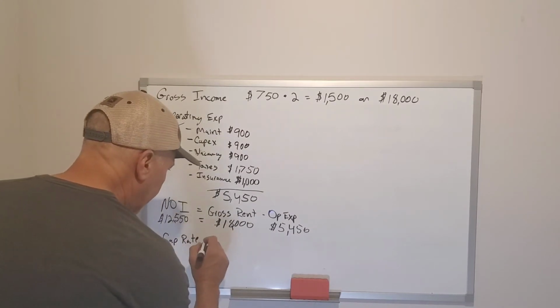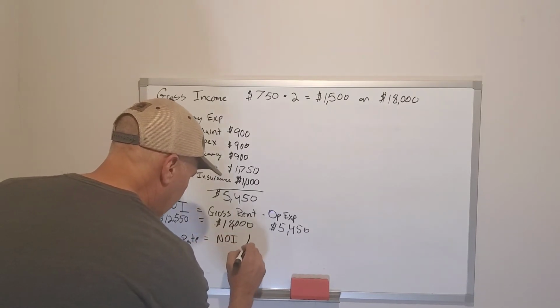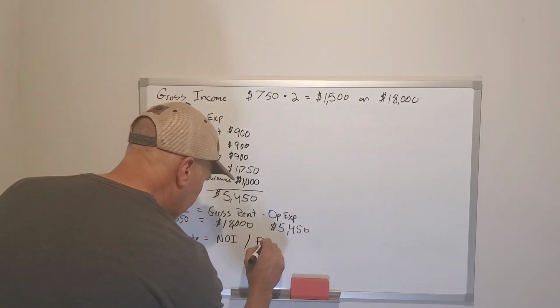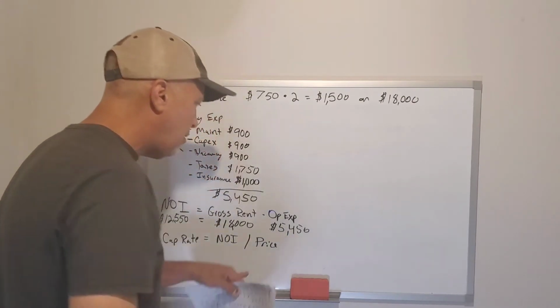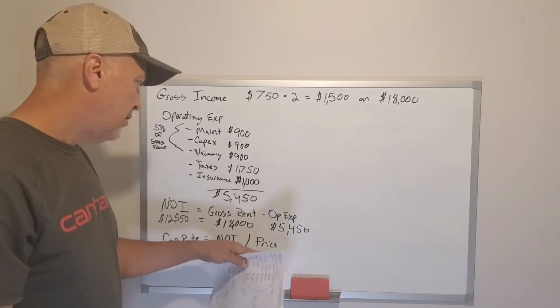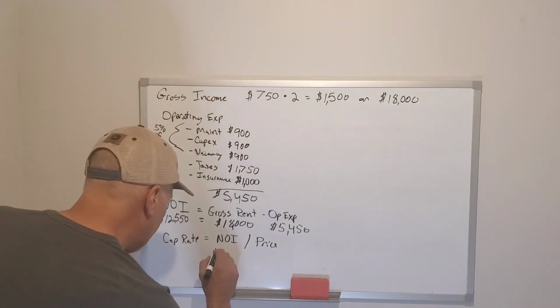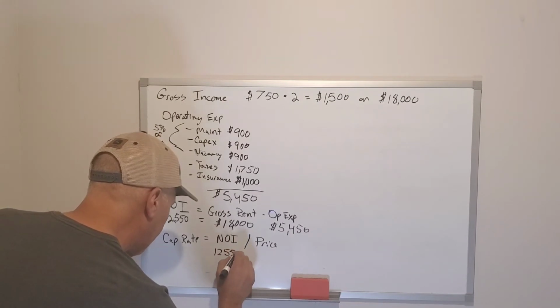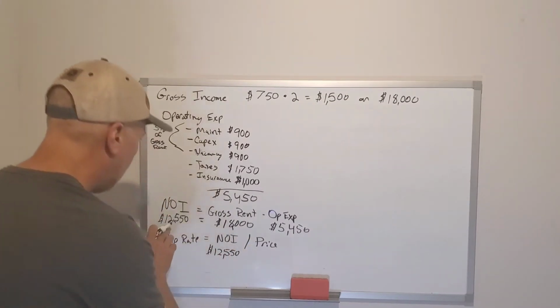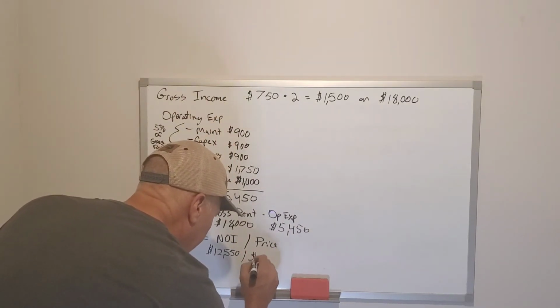And your cap rate is equal to your NOI divided by the price. So how much you pay for the property, also included in that any renovations or repairs you have to do up front, closing costs in that. So we know our NOI is $12,550 from up here, right here. Purchase price I negotiated was $105,000.